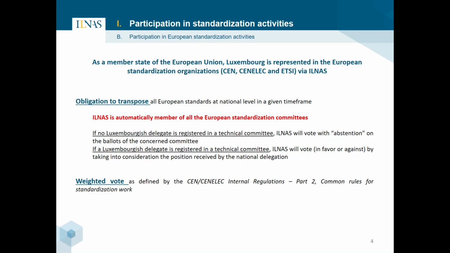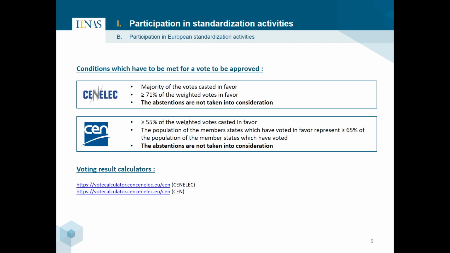Contrary to the international system, on the EU level, votes are weighted, meaning that the vote of larger countries weighs more than the vote of smaller countries. When it comes to the conditions to approve a ballot on a standard in development, the rules again slightly differ from those at international level. For CENELEC, the majority of the votes has to have been cast in favor, and more than 71% of the weighted votes need to be in favor, not taking into account the abstentions.